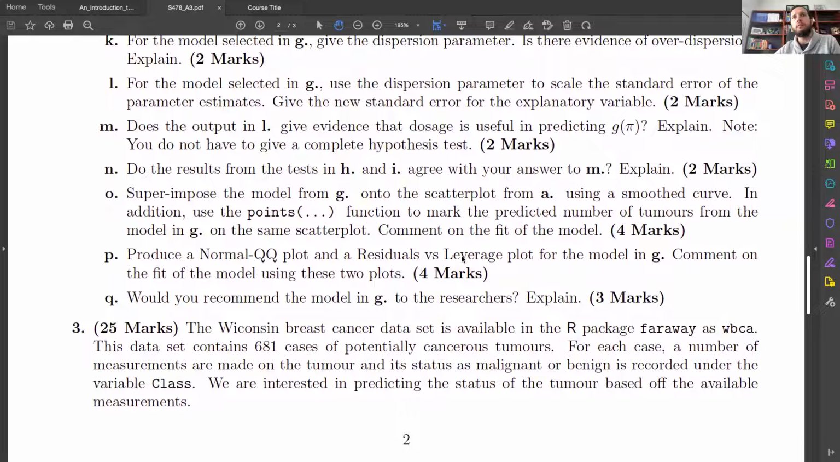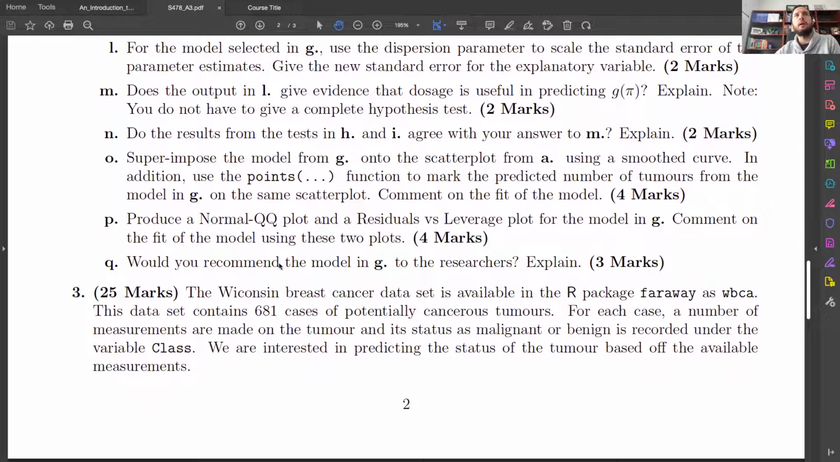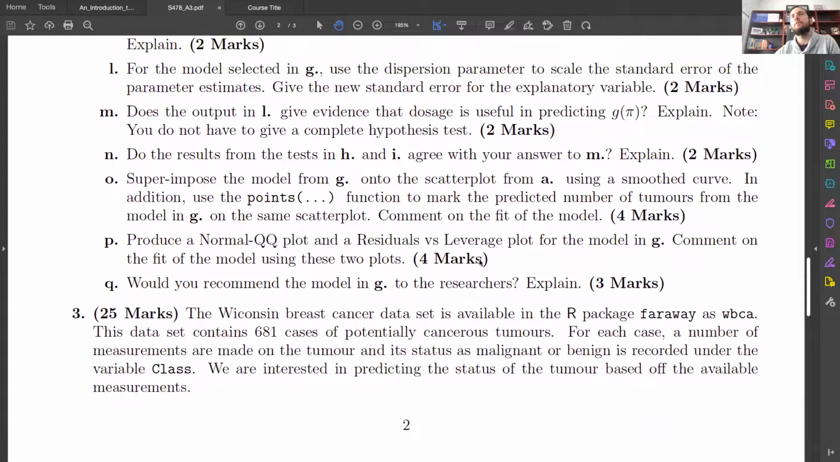Part P, you're being asked to produce 2 types of residual plots and comment on those. And then in part Q, a final recommendation. So based off of all the work you've done above, would you actually recommend this model to the researchers?